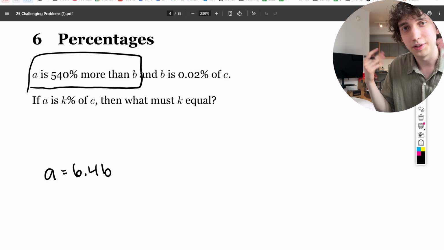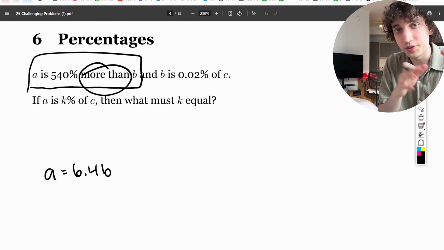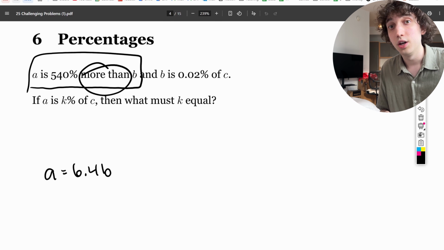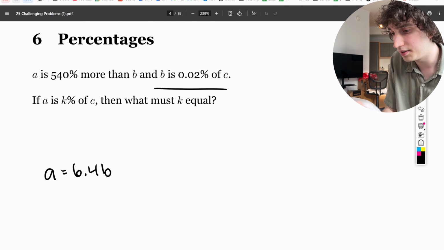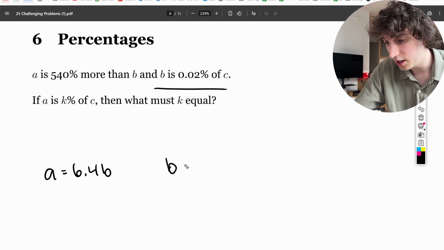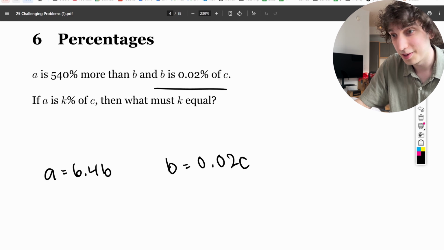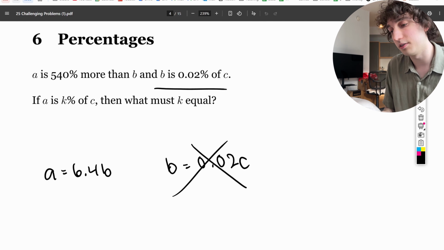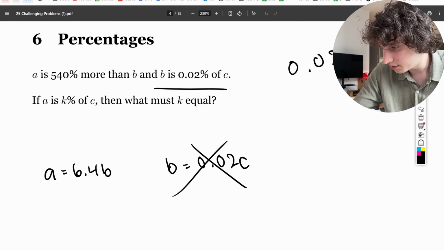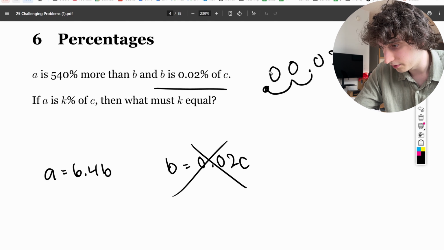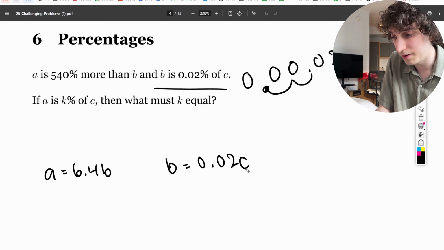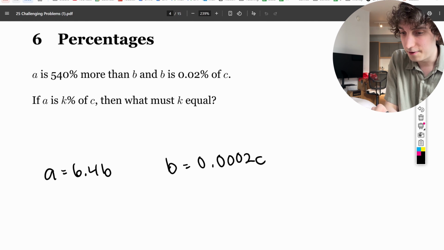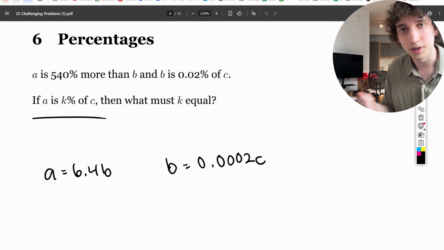This is what I want you to get in the habit of doing, is whenever you see some percentage more than, you just add 1 to that number as a percentage. So A equals 6.4B, and B is 0.02% of C. A lot of people are going to write that like this, but that is wrong. This would be 2% of C. When we convert a percentage into a decimal, you move the decimal place 2 spots over, or you can think of it as dividing by 100. So we should have 0.0002 times C. So let's just add in those extra zeros now. If A is k% of C, then what must K equal?